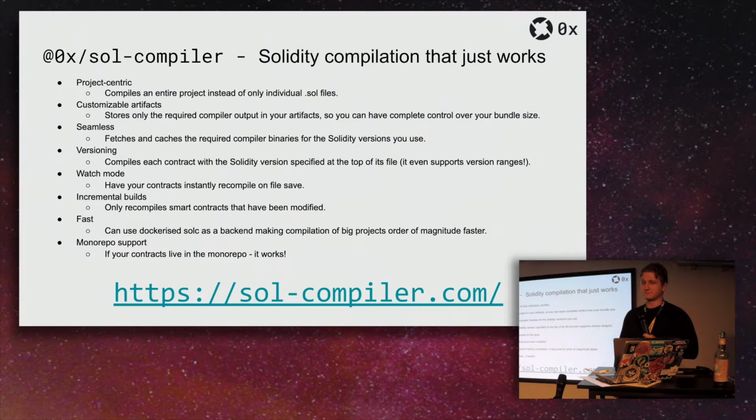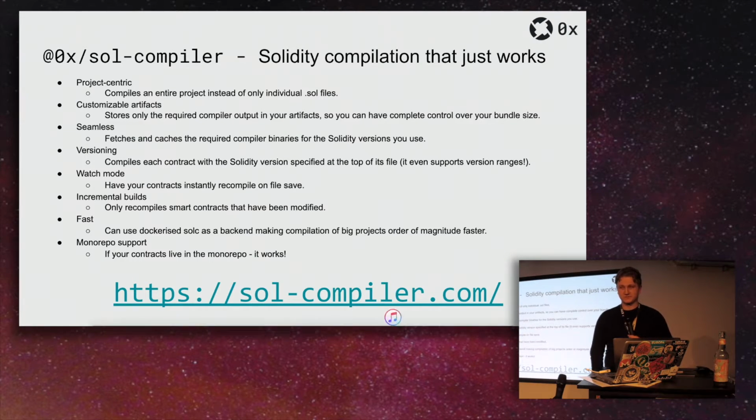Another good thing is customizable artifacts. I think everyone who's used Truffle has seen those huge artifact files, which have the AST, legacy AST, assembly, bytecode, stuff like that. Sometimes you just want the ABI because you're deploying those artifacts and you care about the bundle size. Sometimes you actually want all of that stuff if you're debugging. Here, using the Solidity input JSON and output format, you can just specify what you want in your artifacts and get just that without any trash on the side.